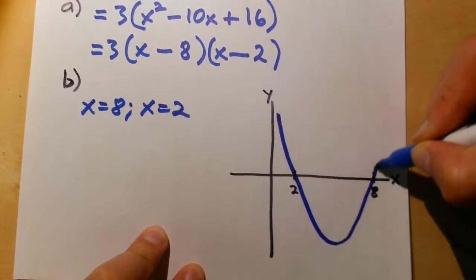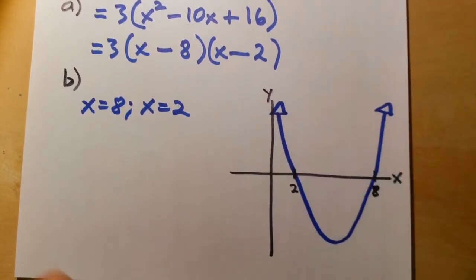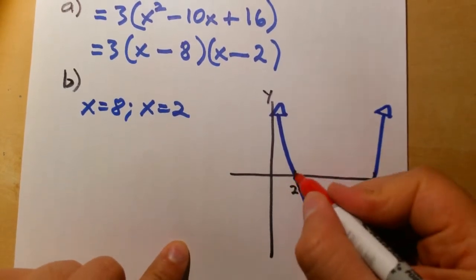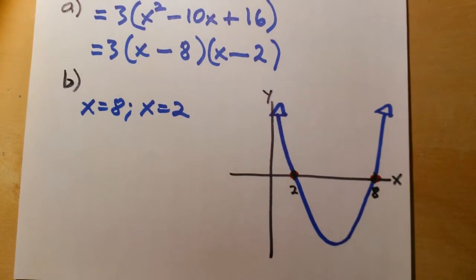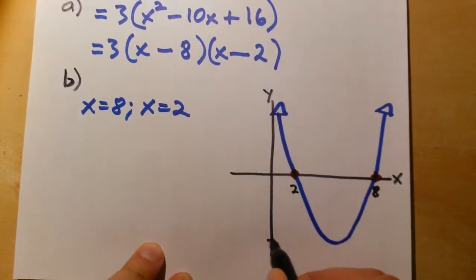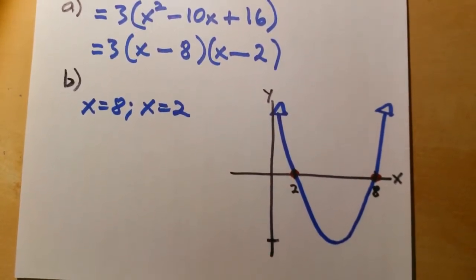Okay, that's a pretty good rough sketch, not too bad. So we know that it crosses at 2 and at 8. These are the x-intercepts. Now, how far does it go? We don't know, but we will soon be able to find this out.